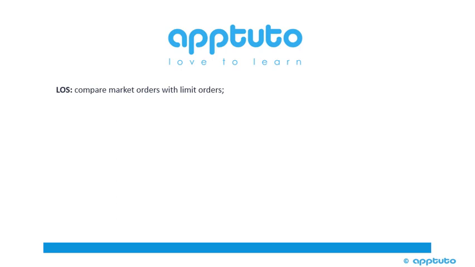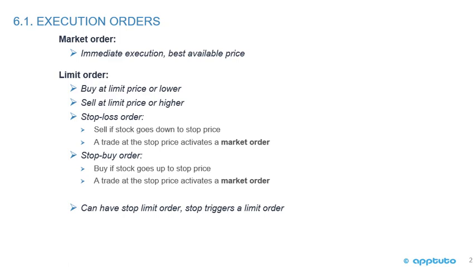This LOS is to compare market orders with limit orders. Execution orders: market and limit orders convey the most common execution instructions. A market order instructs the broker or exchange to obtain the best price immediately available when filling the order.